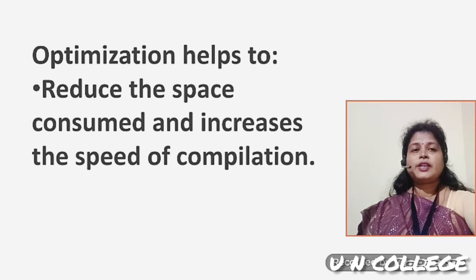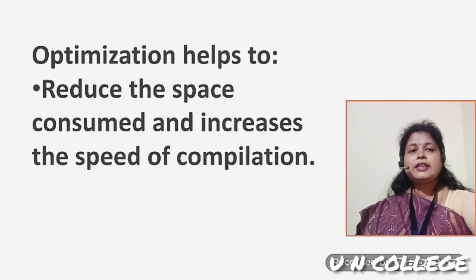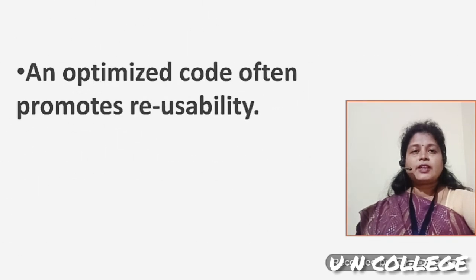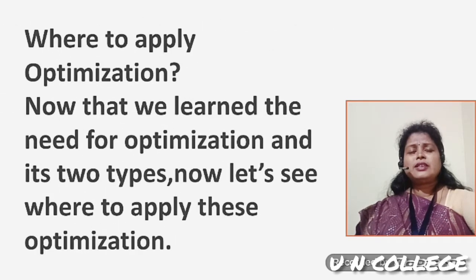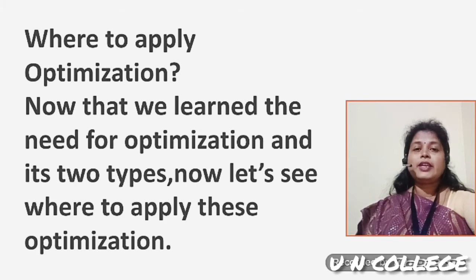Now we will discuss some other aspects related to optimization. Optimization helps to reduce the space consumed and increase the speed of compilation. And the next one is that optimized code often promotes reusability, because we know that in the previous class we discussed intermediate code generation, and if we improve the intermediate code by applying machine independent code optimization, then reusability can be implemented in a better way.